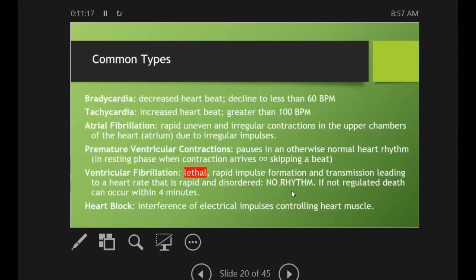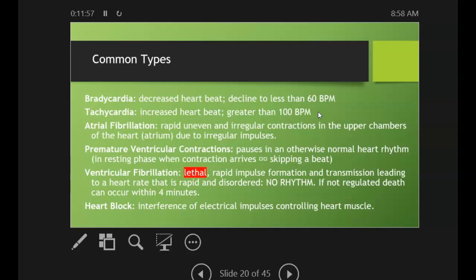The common types of dysrhythmias and arrhythmias are bradycardia, which is a decrease in the heart rate that declines to less than 60 beats per minute. Tachycardia is an increase in the heartbeat greater than 100 beats per minute. Atrial fibrillation is rapid, uneven, and irregular contractions in the upper chamber of the heart, or the atrium, due to irregular impulses. Premature ventricular contractions are a pause in an otherwise normal heart rhythm in the resting phase when a contraction arrives or skips a beat.